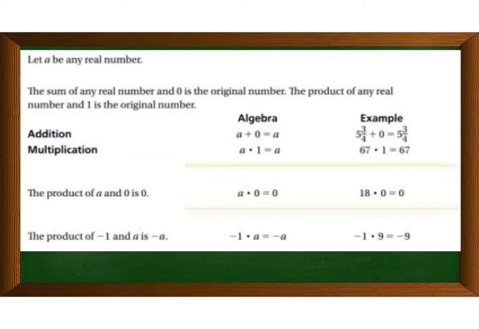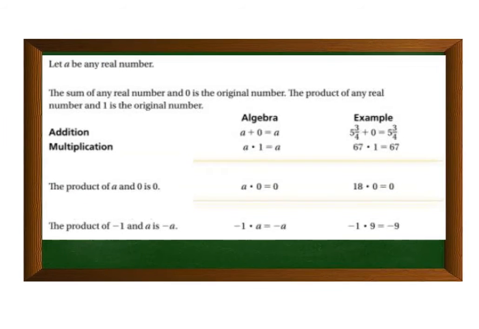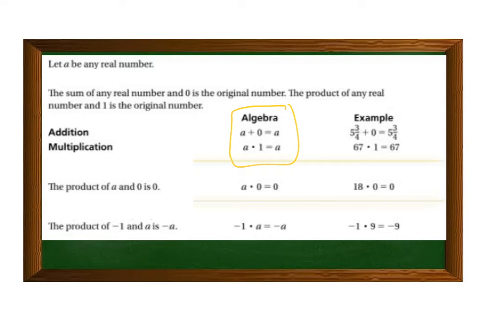All right, moving on. Let a be any real number. The sum of any real number and 0 is the original number. The product of any real number and 1 is the original number. So let's take a look at this algebra. A plus 0 equals a, and a times 1 equals a. This is called the identity property.